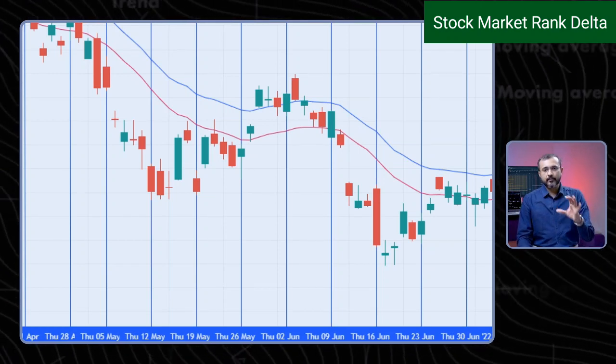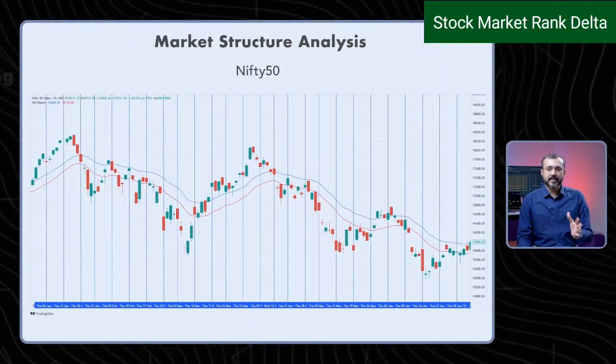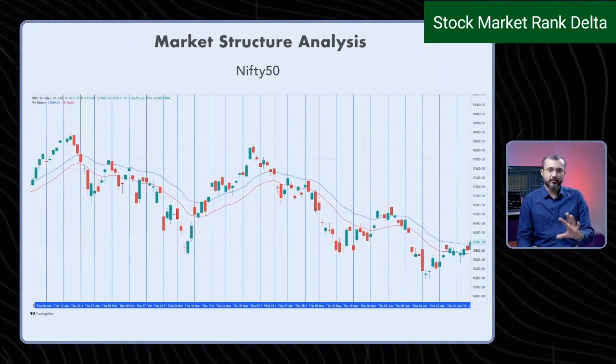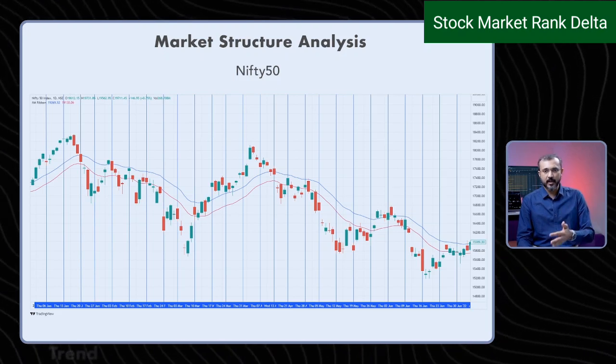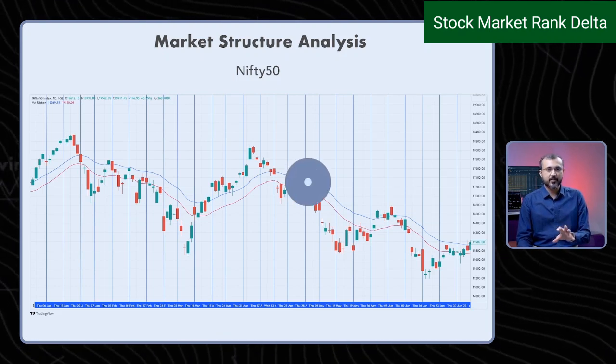So forming a low based on the closing prices, or forming a lower close based on the closing prices, whether we have a gap up or a gap down, can be part of market structure. This is a very important point that we have to understand. We can consider a higher close or a lower close if we have a gap.